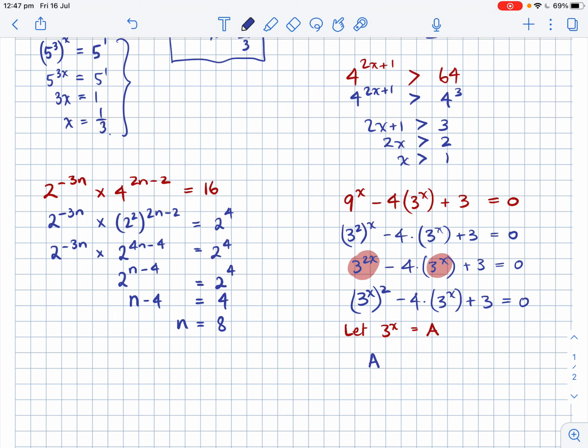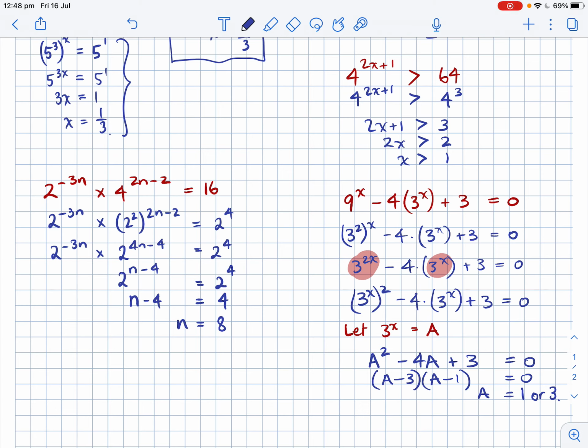So it becomes, replace the 3^x with an a, it would be a squared. Replace the 3^x with an a, becomes 4 times a. No 3^x in the constant term at the end, so I just leave it as 3. So if we replace the 3^x with an a, it's really easy to see the quadratic equation. We can now factorize this and use the null factor law to solve it. So I would get (a minus 3)(a minus 1), so that a must equal 1 or 3.